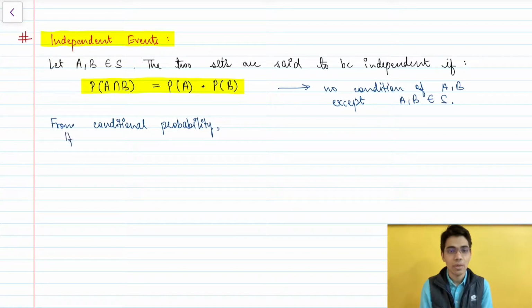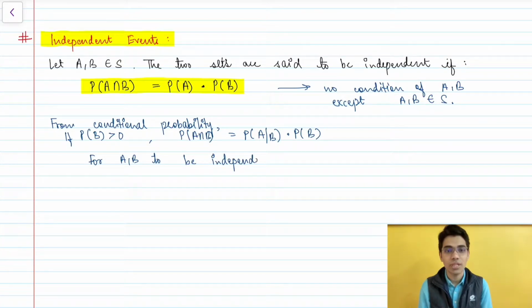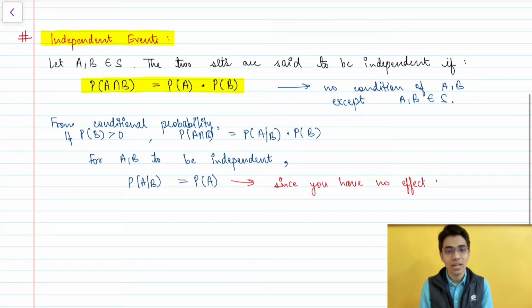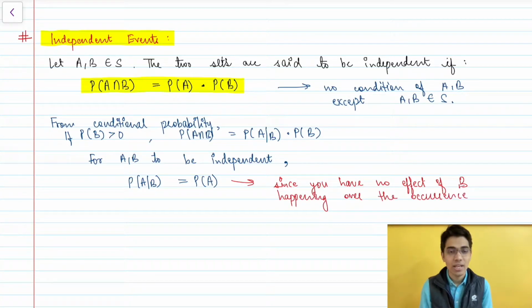From the conditional probability in the last video, we learned that if probability of B is greater than 0, we can write probability of A intersection B is equal to probability of A given B into probability of B, and that we called the multiplicative law. For A and B to be independent, we know from the above equation that probability of A intersection B should be equal to probability of A into probability of B, which means that probability of A given B is equal to P of A. Since B happening has no effect on the occurrence of A, the probability of A given some event has occurred does not change. That is why P of A given B is equal to P of A.